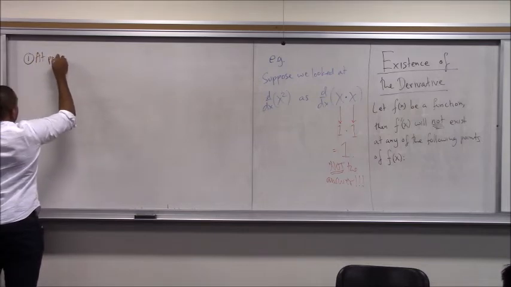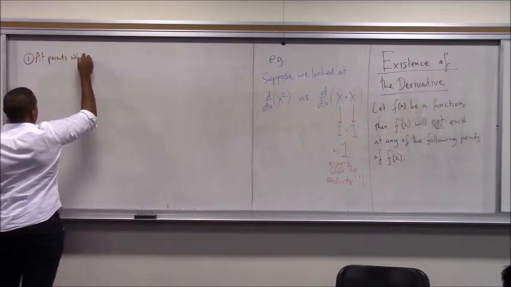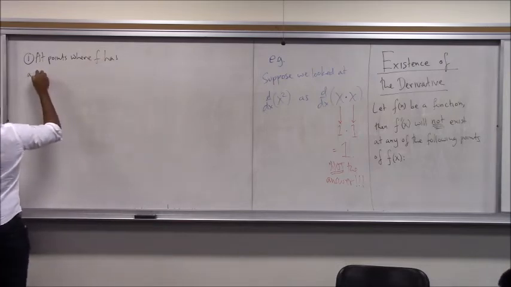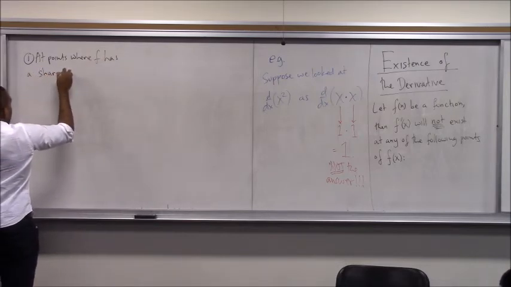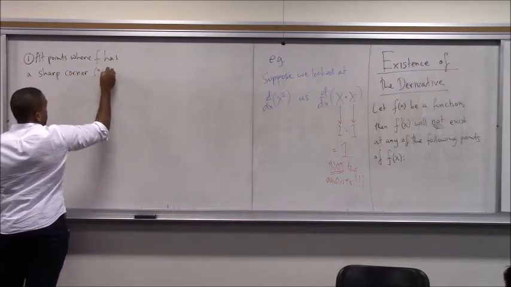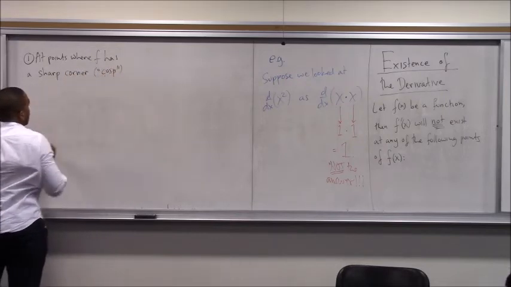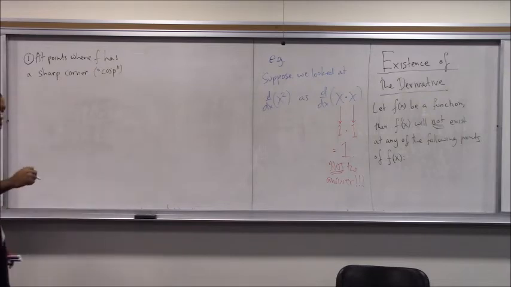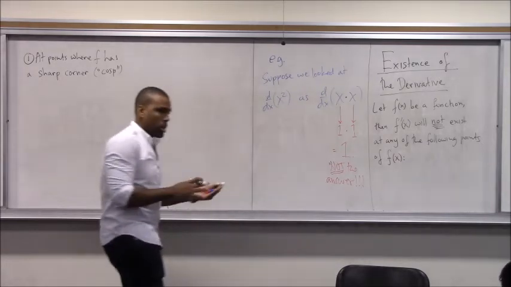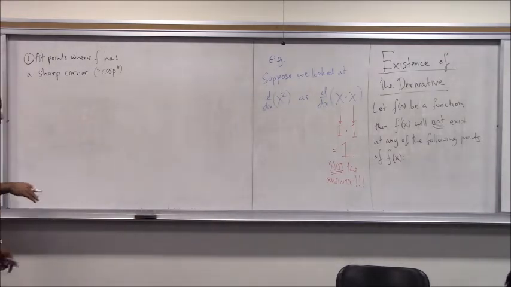at points where f has a sharp corner. The fancy word for that is a cusp. If there's a sharp corner, you cannot actually find a derivative. The derivative limit is not going to work. Try to find the limit using the limit definition, and you'll get that the limit does not exist.